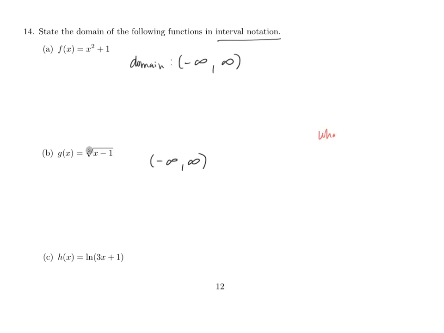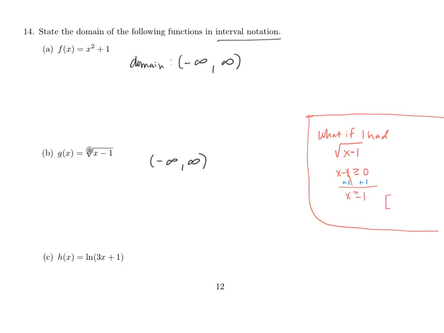So what if I had the square root of x minus 1 instead? This is completely separate, but I just want to remind you that this is different. If it's this case, then what you do is you take what's under the radical and say that has to be greater than or equal to 0. And then you solve that. So you would add 1 to both sides. So that means x would have to be greater than or equal to 1. And so your interval notation would be 1 to infinity.